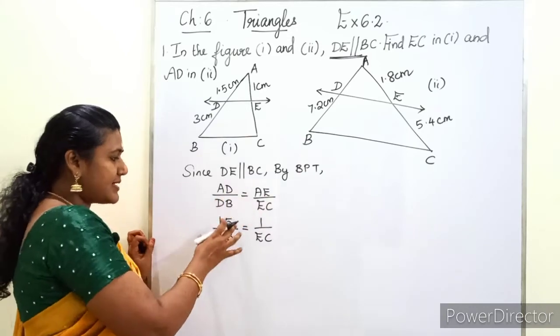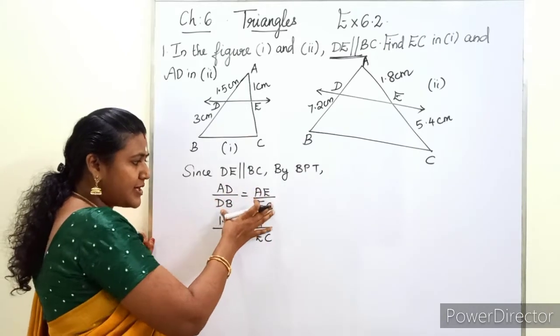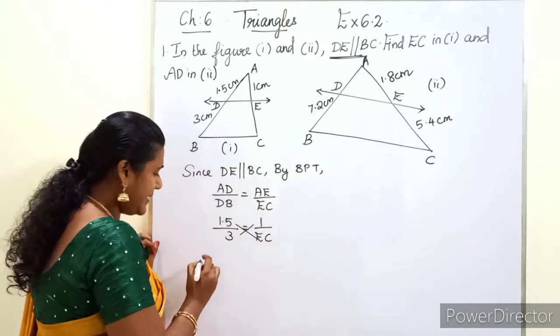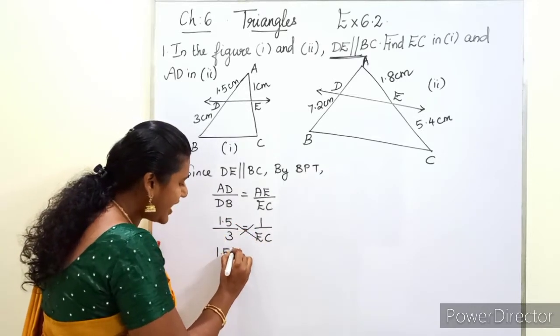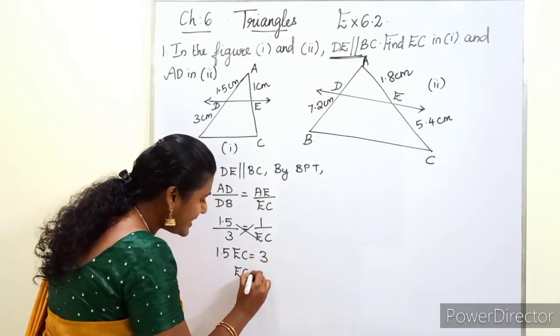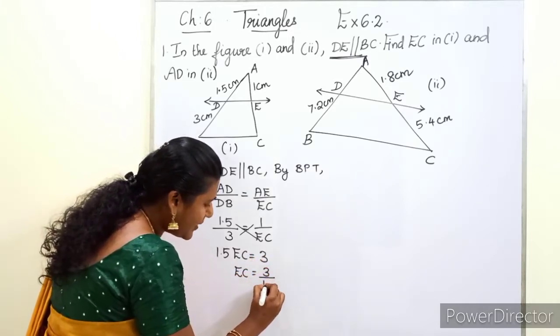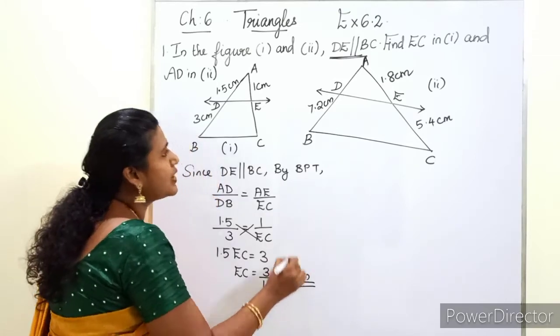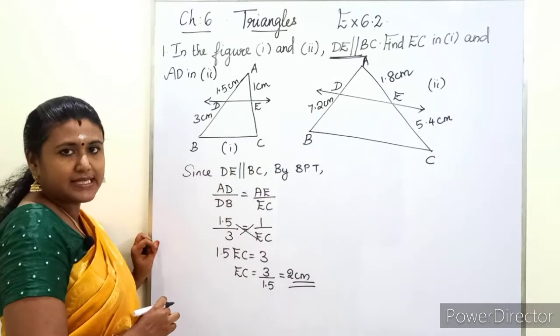So we will substitute the values in this equation. Now we can do cross multiplication. So 1.5 EC is equal to 3. So the value of EC is equal to 3 by 1.5, which is equal to 2 centimeters. So we got the value of EC.